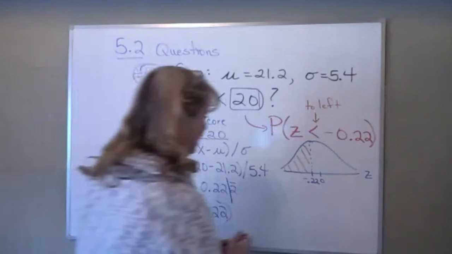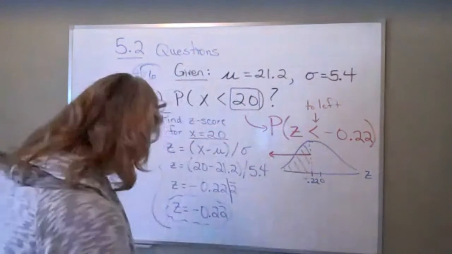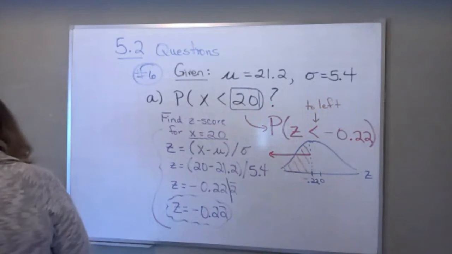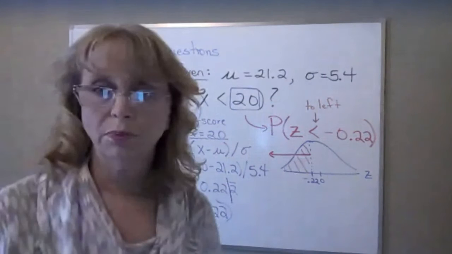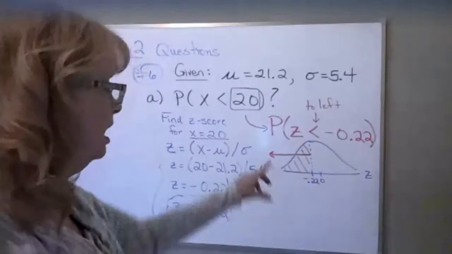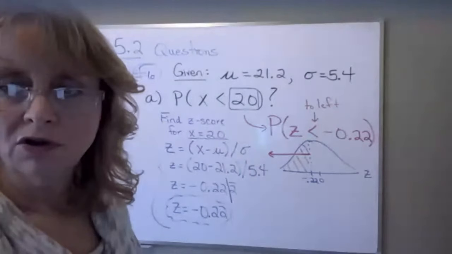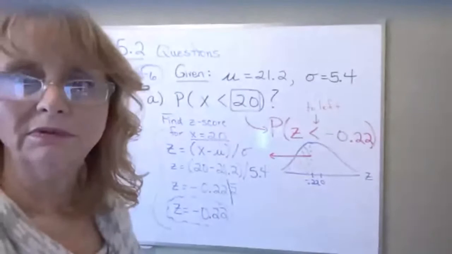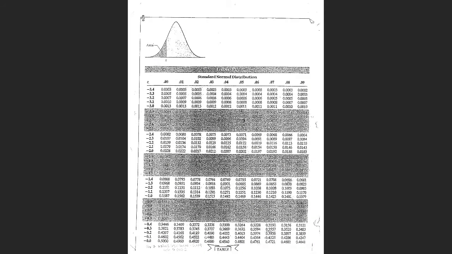So when we look this up in the table, negative 0.22, let's practice using the table. So I'm going to bring the table up, and we're going to practice again using the table to find the area to the left of negative 0.22. So I'm going to bring up the z table, and we want the negative side of the table. So here's the negative side of the table. I'm going to enlarge mine a little bit because it's kind of hard to see.